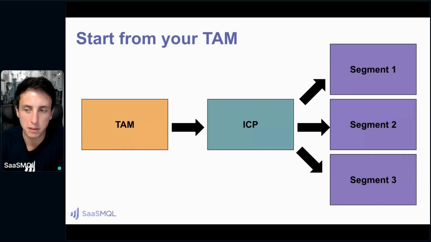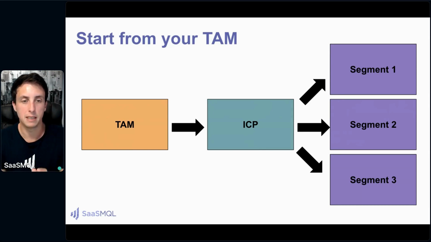And then from the TAM, you want to find what is your ICP, or ideal customer profile, because not everyone who is part of your TAM is going to be part of your ICP. And then from the ICP, you want to segment all your ideal potential customers into multiple segments, so that you can be really strategic with your budget allocation, with your efforts, and really look at who you want to target and prioritize. So this is the model, and now we're going to talk about each different step.